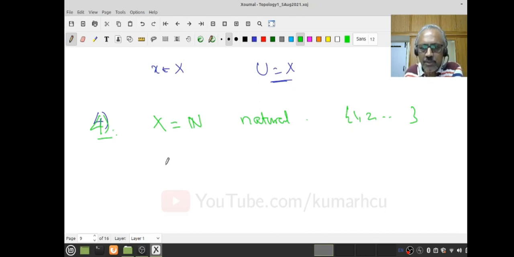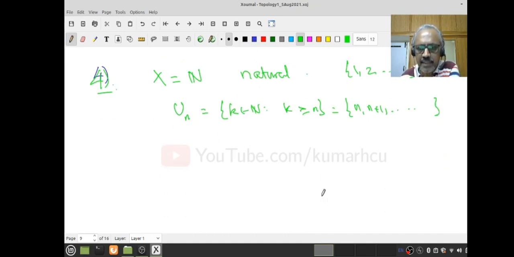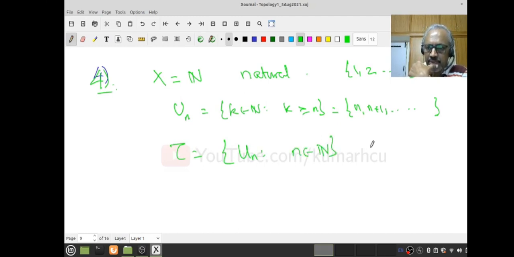Now what I want to do is very simple. Let us look at I will define the collection. First, U_n to be the set of all k in N such that k is greater than or equal to n. That means this starts from n, n plus 1 and so on. You follow that? Now if I look at tau to be U_n as n varies over N, notice that this is a subset of P(N). I want to know whether this is a topology.